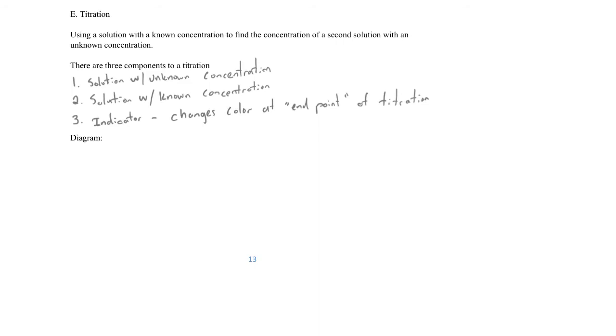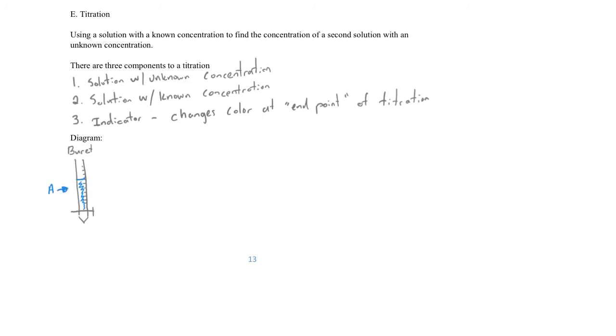Third, we need an indicator. The indicator is a special molecule. It's a molecule that changes color at something called the endpoint of the titration. I'll explain what an endpoint is here in a minute and why the indicator changes color at the endpoint. But first, let's look at a diagram of a typical titration.